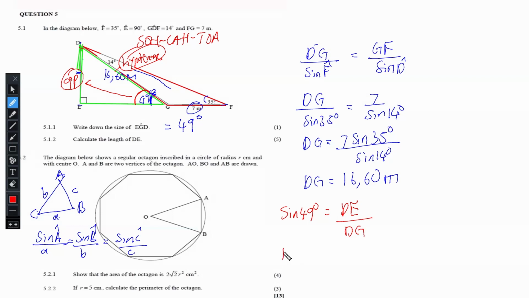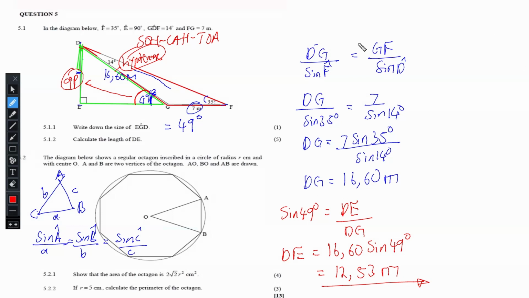Now this will be DE is equal to DG multiplied by sine 49 degrees, where DG is 16.60. Then when you punch that into your calculator, it should give you 12.53 meters. Okay, so that's how you were supposed to go about that one.